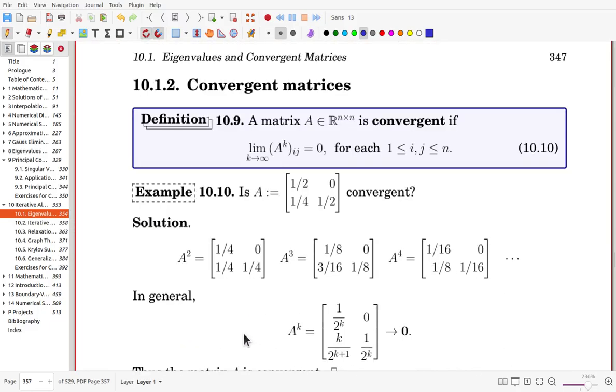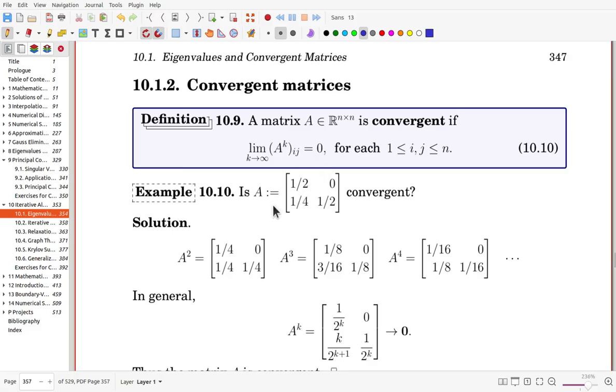Okay. For convergent matrices, we have a definition. A matrix A, a square matrix, is convergent if, as the power of A increases, each entry is converging to 0. So if A^k in each entry is converging to 0, then we say the matrix is convergent.